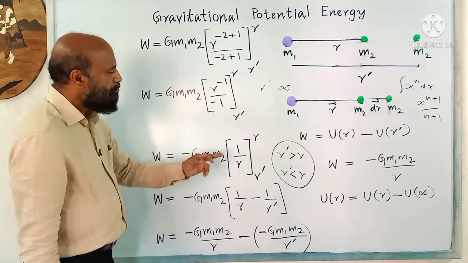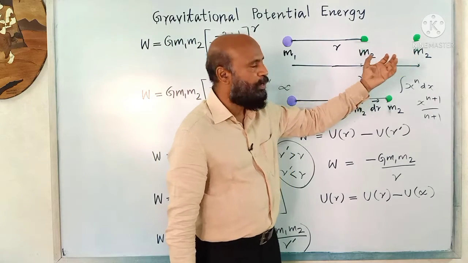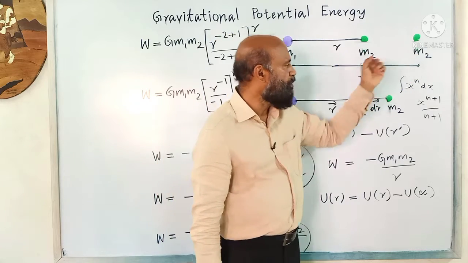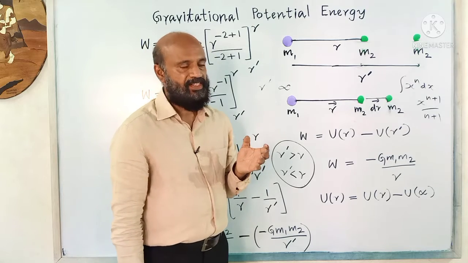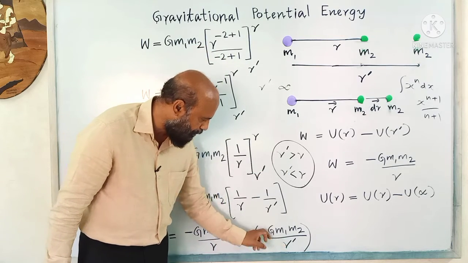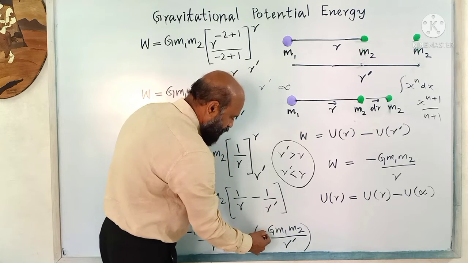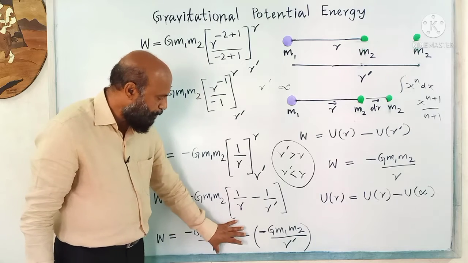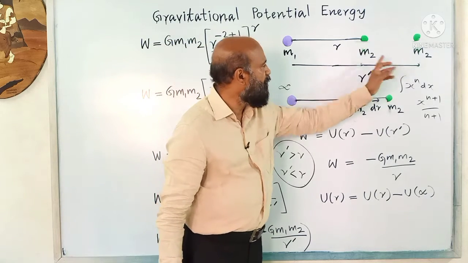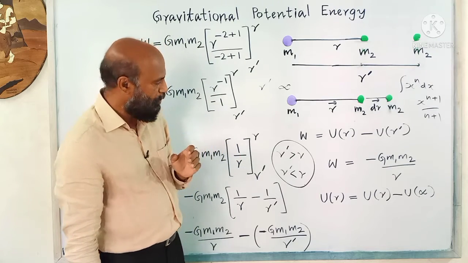Now two cases. r dash is greater than r. You are moving m2 closer. Then because of the attractive force, m2 will move by itself. So no work is done by the external force. So work done is said to be negative. When r dash is greater than r, you are dividing by a bigger number. So without this minus sign, when you divide by a bigger number, it is going to be lesser. But there a negative sign is there, so it is going to be a smaller number minus a bigger number. So it is going to be negative. Work done is negative. Second case, r dash is lesser than r. That means you are moving away. Then in this case, work done by the external force is positive.